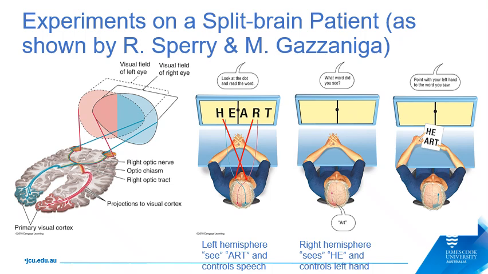However, when he is asked to point at what he saw, he will point to HE with his left hand. This is because the word HE is being processed by his right brain hemisphere, and his right brain hemisphere controls the movement of his left hand. And that is why he will point to the word HE.